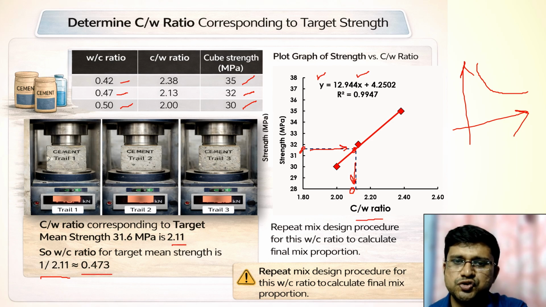So this value 0.473 is our final water cement ratio. This value will be used for the final concrete mix design. Using this ratio, we will finally calculate the cement content, the fine aggregate, and the coarse aggregate proportion. So this is how concrete mix proportioning is done according to IS 10262 2019.